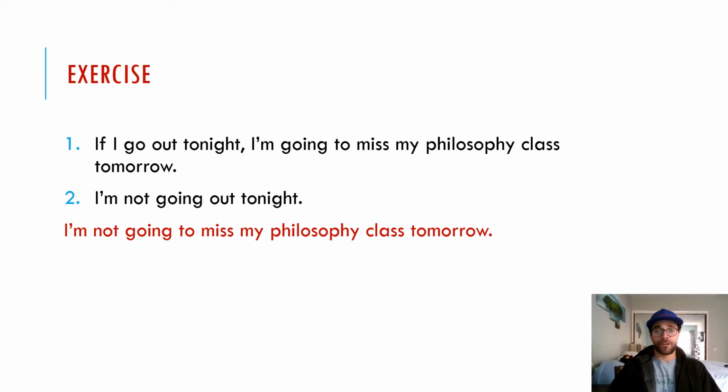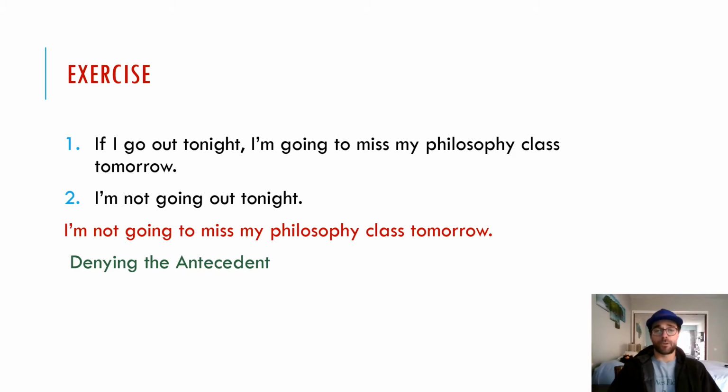Now, to work this one out on your own, please pause the video now. For this answer, the fallacy is denying the antecedent. If I go out tonight, I'm going to miss my philosophy class tomorrow. I'm not going to go out tonight, therefore I'm not going to miss my philosophy class tomorrow.